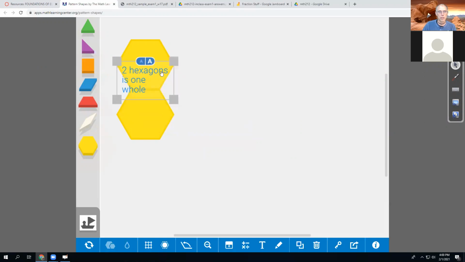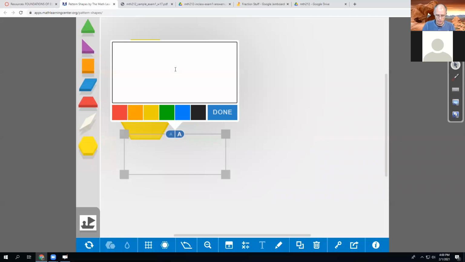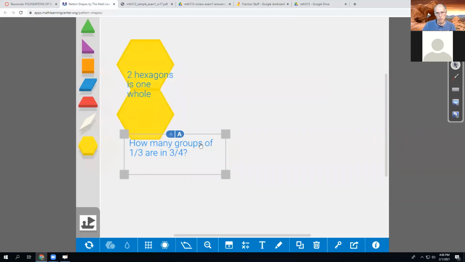Stick that on top here. So that's kind of my key to work with. Otherwise, I'm trying to take 1/3 into, so just write down the question again. How many groups of 1/3 are in 3/4? Is the question again. We're going to try and answer this with the toys.